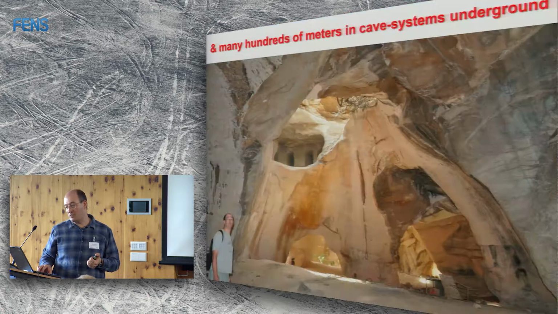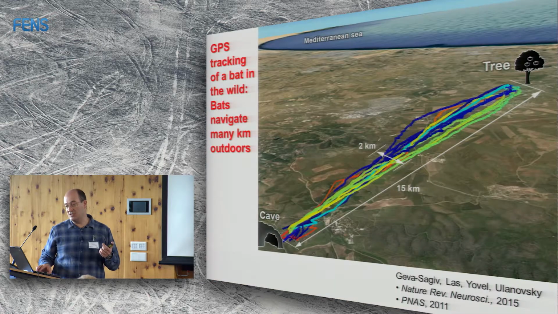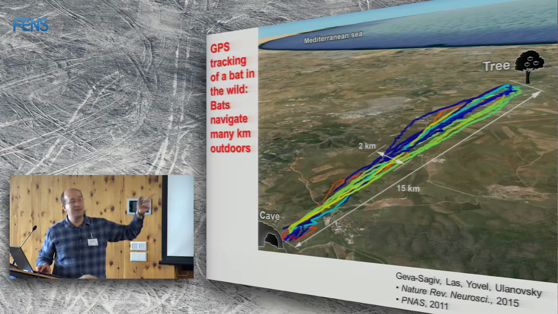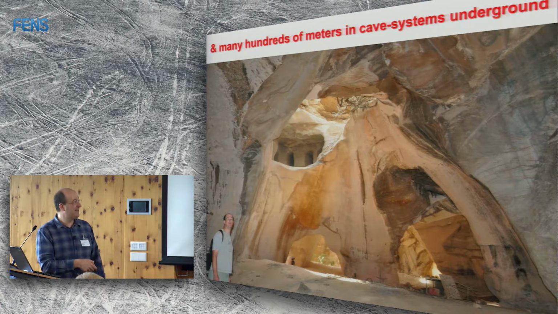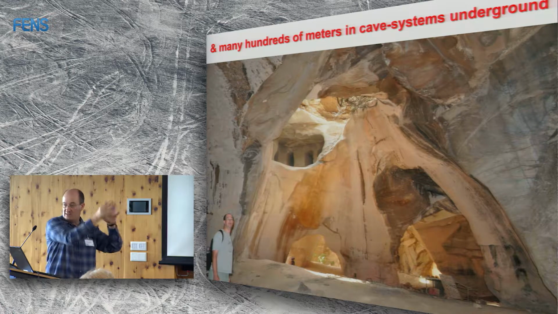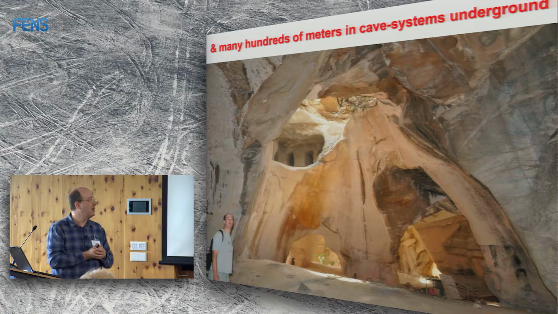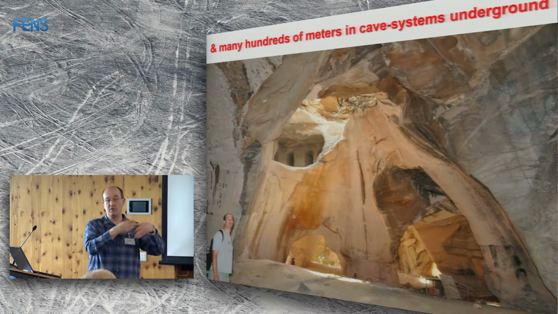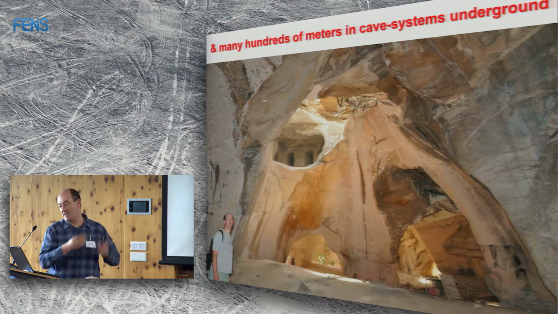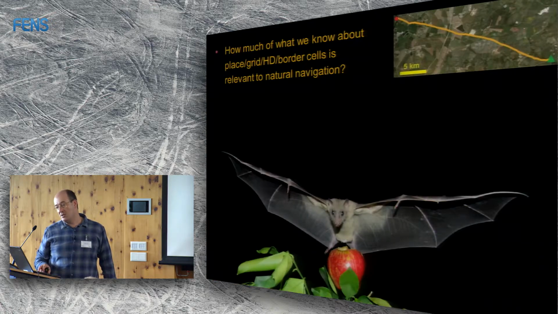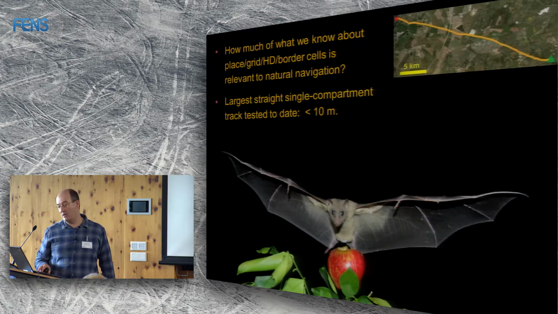To address this question, it's not just that outdoors they fly these distances, but also in cave systems. This is an example of one cave system where there's a colony of bats where they have to fly hundreds of meters. There is one exit here, another one there, so the maze is pretty complicated, and they really have to learn and represent this space that's underground, hundreds of meters in size. And we really don't know how that works in the brain.